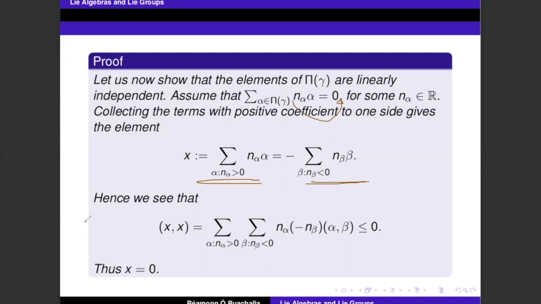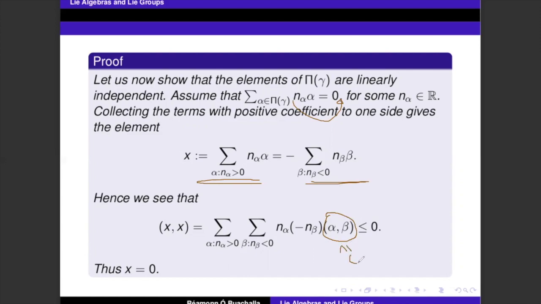Hence, when we take the inner product of x and x, we're going to get the sum of nu sub alpha times nu sub beta times the inner product of alpha and beta, where the summation is going over all alpha and beta, depending on whether the coefficient is positive or negative. But what we remarked above was that the inner product of these two simple roots, simple with respect to the choice of a regular vector gamma, is going to be less than 0.